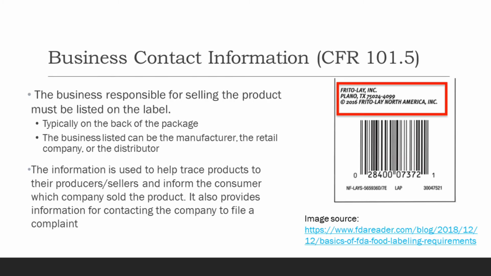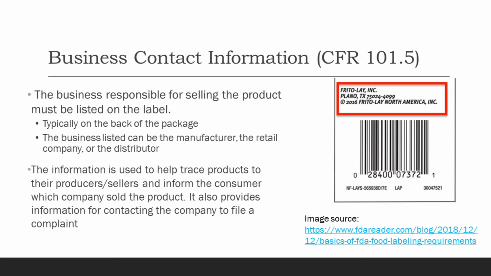On the back or the side of any panel of a package, there must be some business contact information. The business that must be listed must be the business that's responsible for selling the product. The name of the company has to be current. The address has to be current. The phone number, the email address, or the website, if any, those have to be current. And on top of being current, those things have to point to the main headquarters or the main office that is responsible for handling any sort of regulatory or customer complaints.